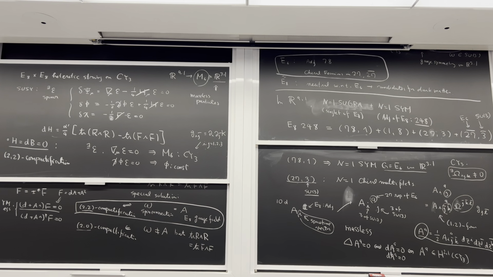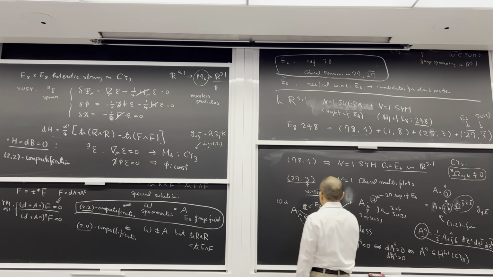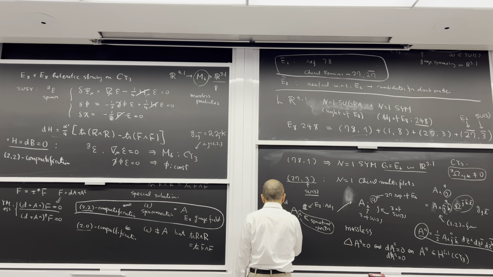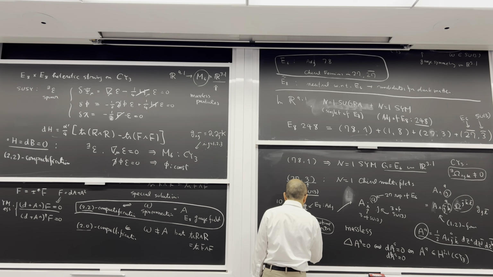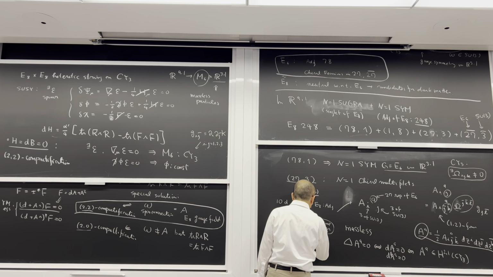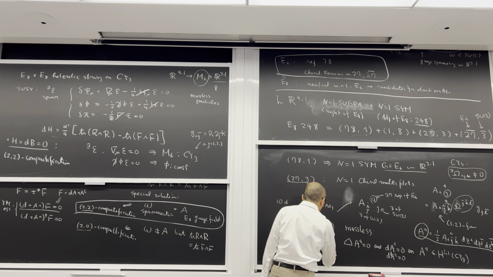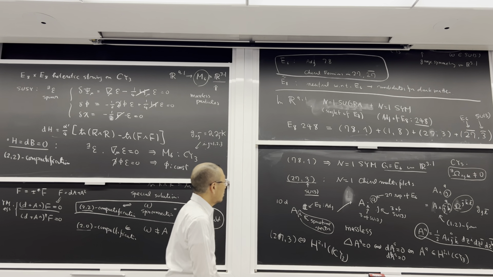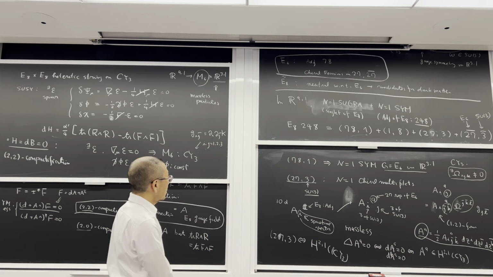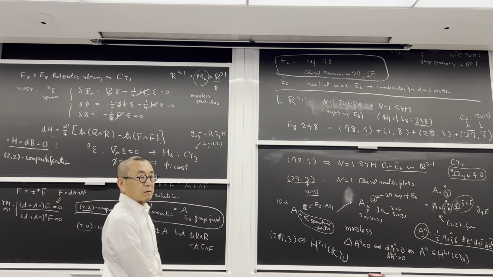Therefore, the massless particles obeying 27, 3 are equivalent to elements of H^{2,1} of the Calabi-Yau manifold. Okay? Yes, please. Question: in 10 dimensions, shouldn't the space-time index transform under the Lorentz group?